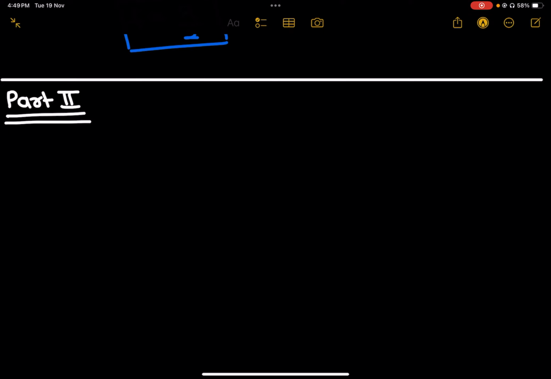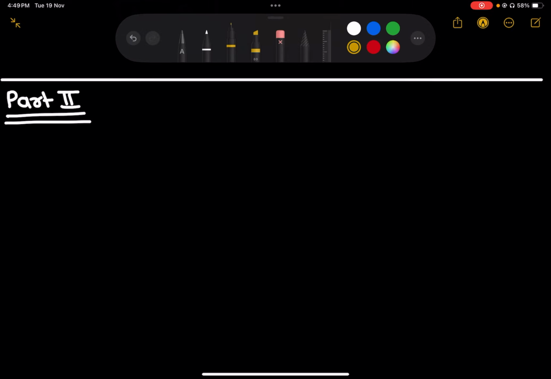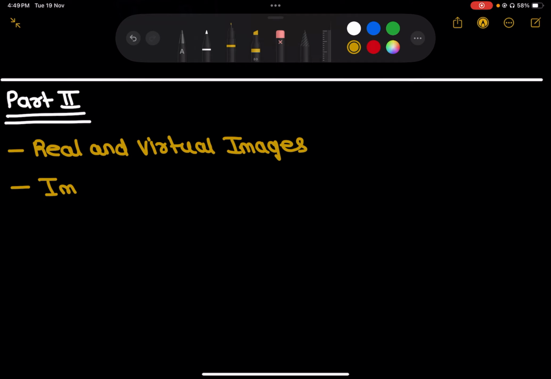Now in this video, we are going to start by differentiating real and virtual images. Okay, so we are going to see a distinction between real and virtual images. After that we are going to see the image formation. So we saw the image formation of a plane mirror. Now we are going to see the image formation of the spherical mirrors. So basically concave and convex mirrors of spherical mirrors and their uses.